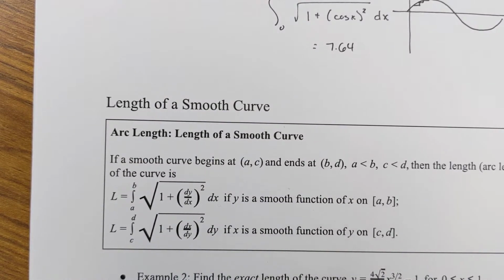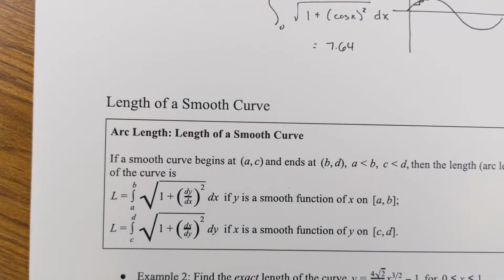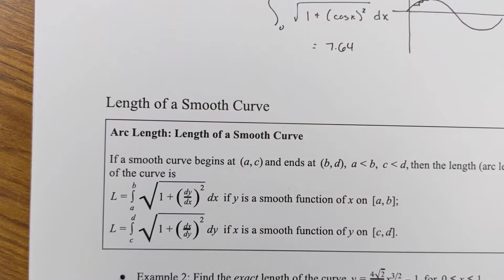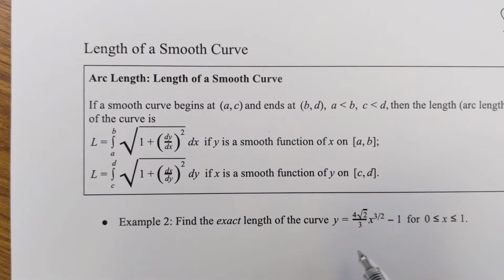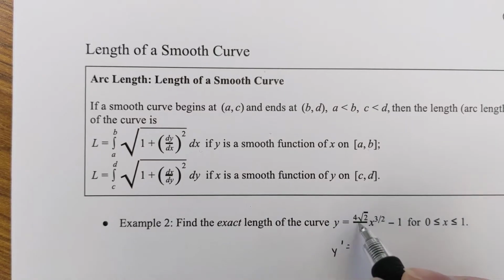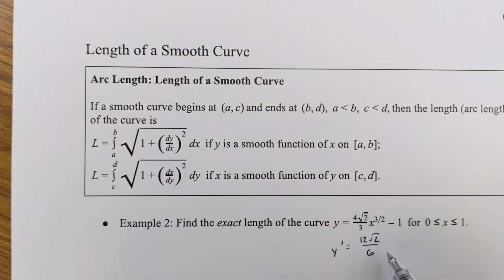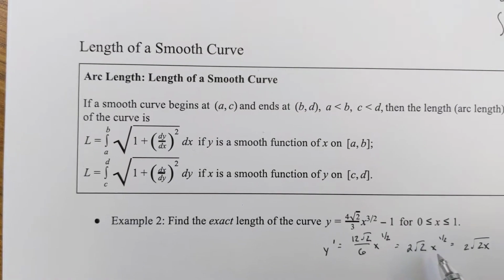Find the exact length of the curve y equals 4 root 2 over 3, x to the 3 halves, minus 1, from 0 to 1. So let's see here. We need to find y prime. So y prime equals, 3 halves is going to multiply out front, so that's 12 root 2 over 6. Subtract 1 from the exponent, that's a half, the 1 goes away. So this is actually 2 root 2 x to the half, which is actually 2 root 2x, because that x is also underneath the root.